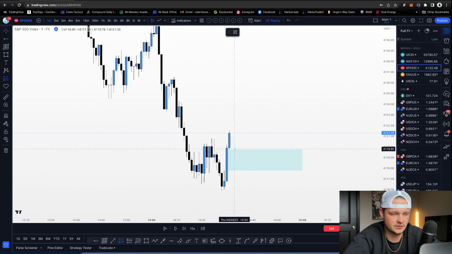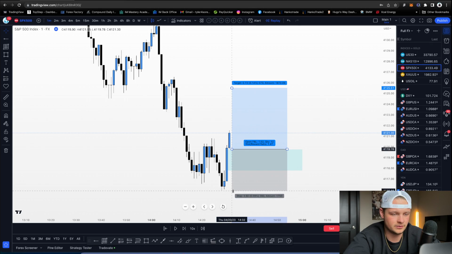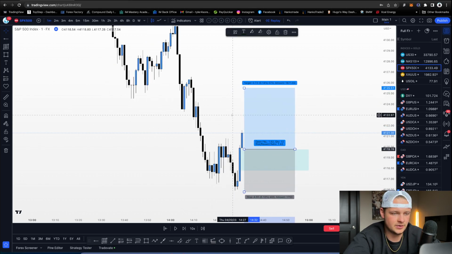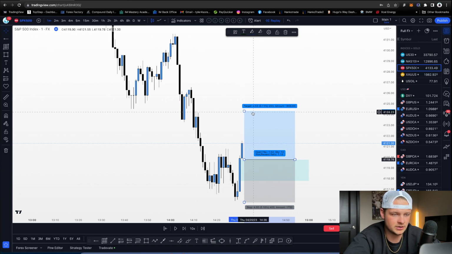Long position. Boom. Stop below the low. About a 4-point stop. And then TP1 could be this high right here, which would be over a 1-to-1 actually, right?